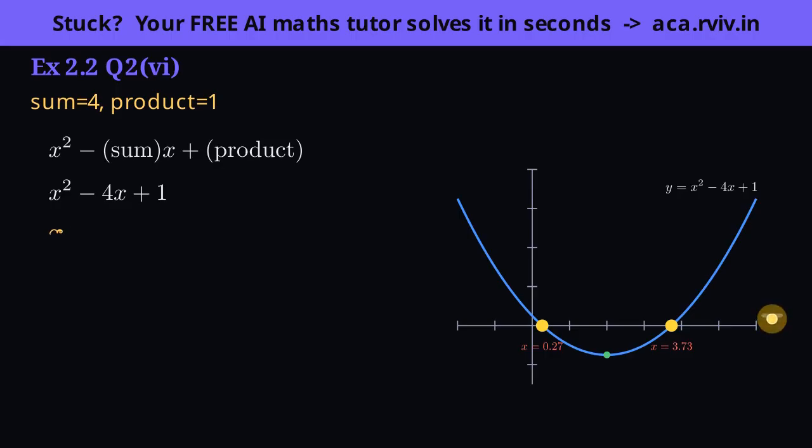Takeaway: step back and see the symmetry. This build template is the exact reverse of the sum and product rule. Given a polynomial, you extract sum and product. Given sum and product, you rebuild the polynomial. Same relationship, both directions.